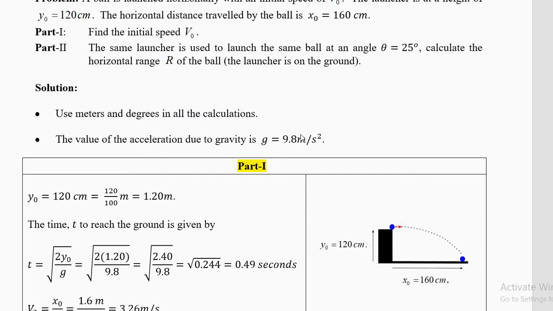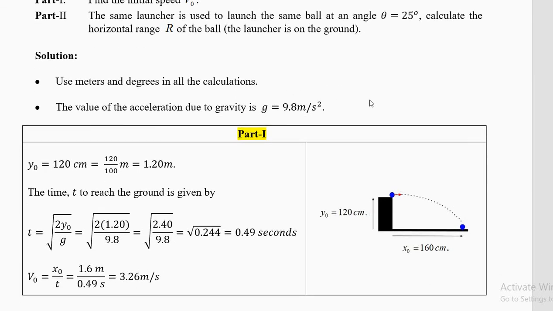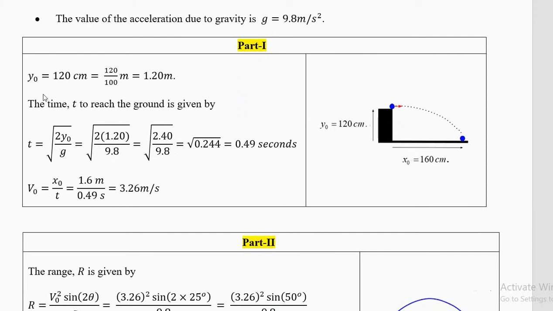So we'll be using meters and degrees in all the calculations, and the value of the acceleration due to gravity is 9.8 meters per second square. Do not round it off, it is 9.8 meters per second square. Now y0 is 120 centimeters, divide by 100, and you will get 1.20 meters.